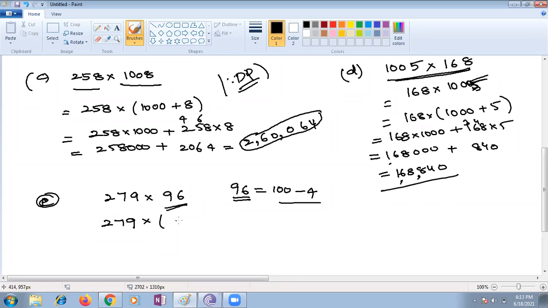Ma'am, which question is this, ma'am? I cannot find it in the textbook. My own questions. In the textbook, this concept is not given. Ma'am, children is 90 plus 6, ma'am. If you take it as 90 plus 6, very good question you are telling.